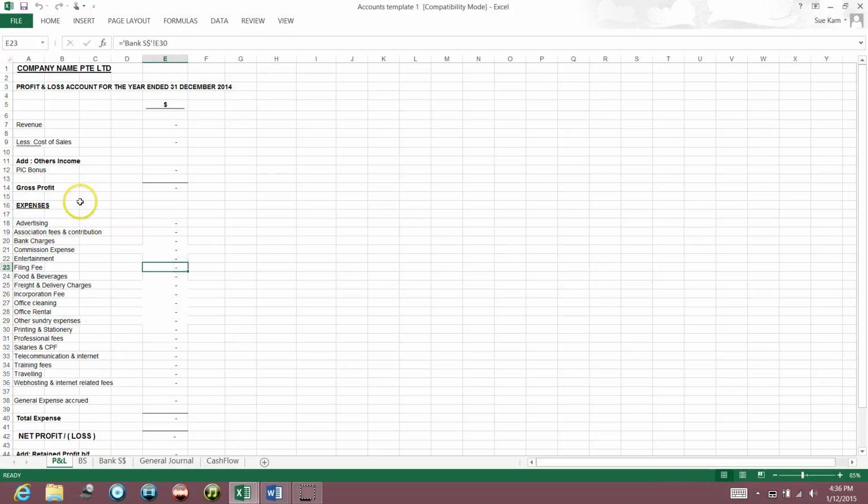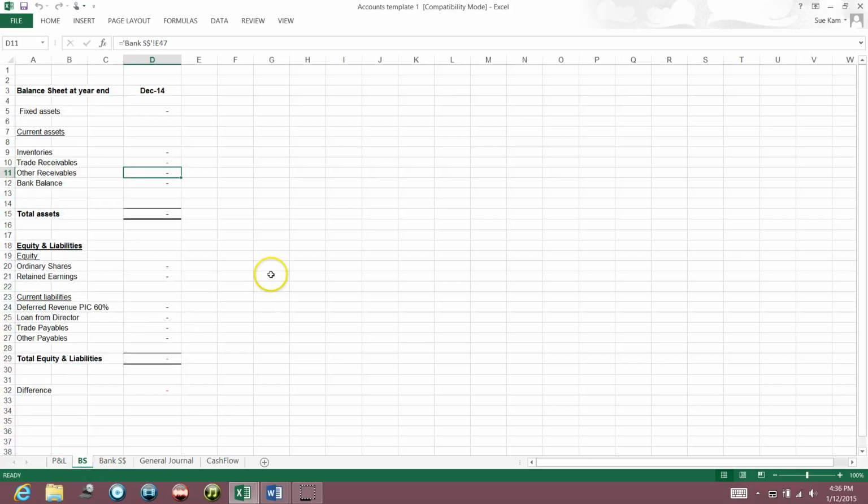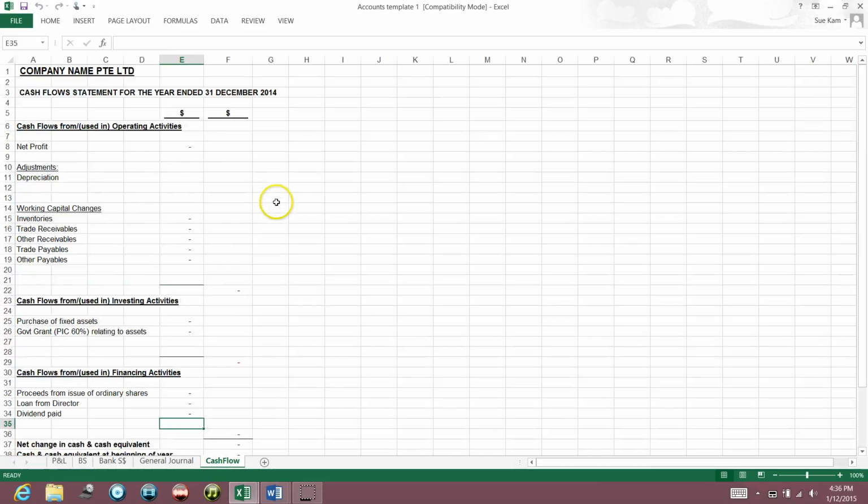So don't touch this sheet. Then this balance sheet also don't touch. Don't touch this balance sheet. Then the cash flow statement also don't touch, except you can change your company name. Yeah, company name you can change. Then your year end you can change.